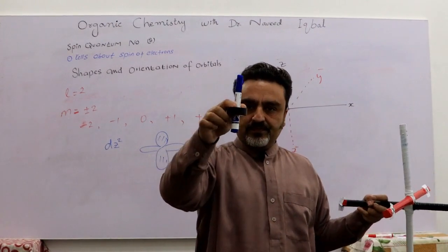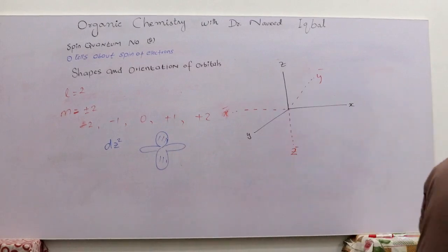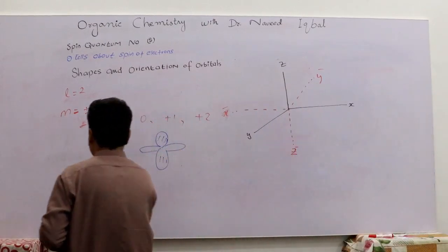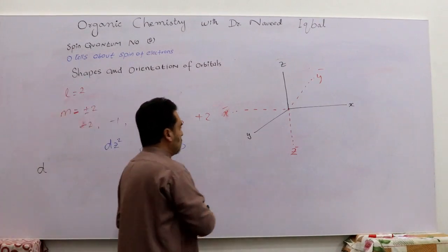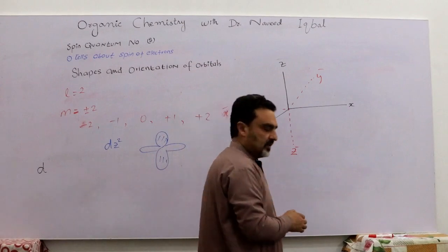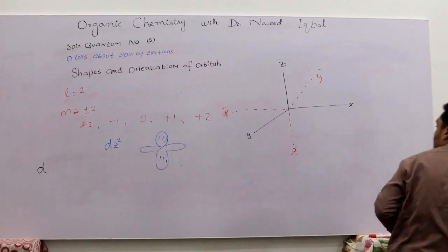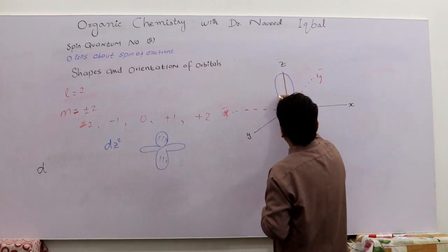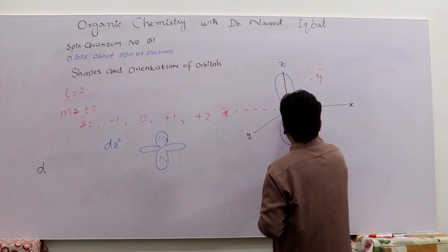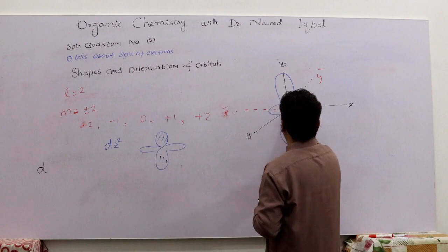Now as these are the orbitals, how will it look in this coordinate system? It will look like this. And this is the ring on the xy axis.